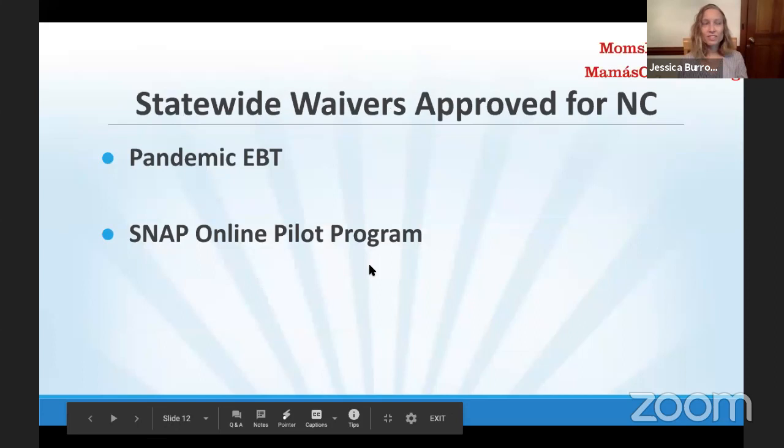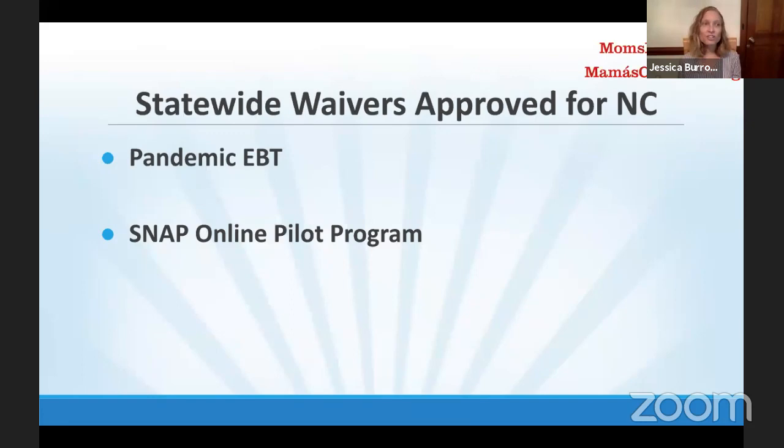Okay, so statewide waivers. I'm very proud of North Carolina. A second round of waivers were that states had to submit plans to the federal government and then be approved. And much thanks to North Carolina Department of Health and Human Services and our lawmakers for applying for these waivers right out of the gate. We were one of the first states to get both of these waivers.